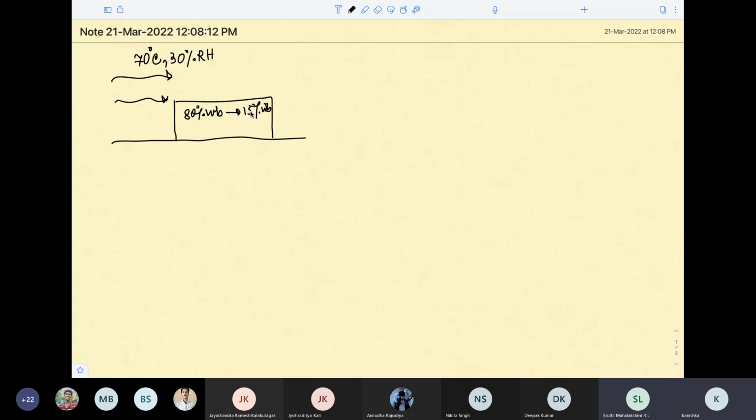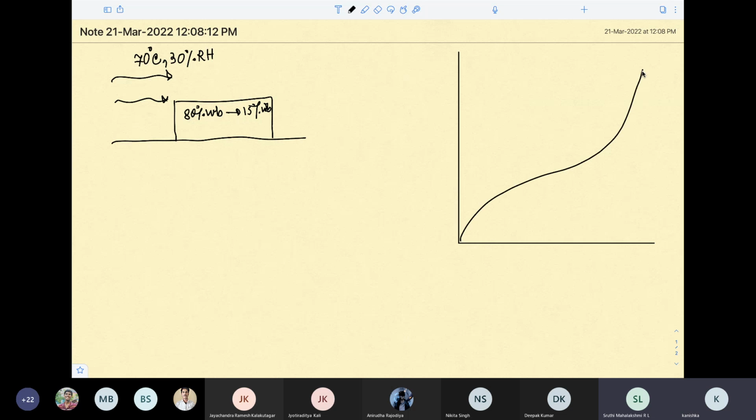That part we have already talked about, we have looked at it, right? So how does it look like? Let's say this is our moisture sorption isotherm, our MSI. So this is EMC, or equilibrium moisture content, and here we have water activity, right?